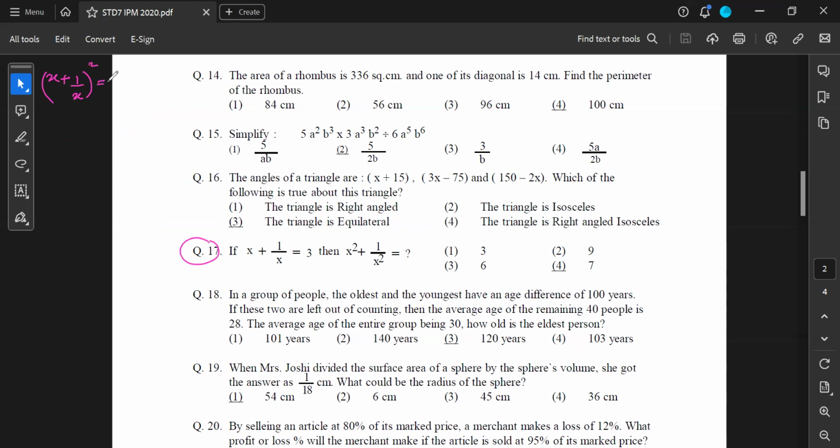Let's square them. When I square them, first of all, I get x square plus 1 by x square plus 2x into 1 by x. That is 2 only. x plus 1 by x is 3. 3 square is equal to x square plus 1 by x square plus 2. 3 square is 9. 9 minus 2 is equal to x square plus 1 by x square. That means x square plus 1 by x square is equal to 7. That's my answer. Option 4.